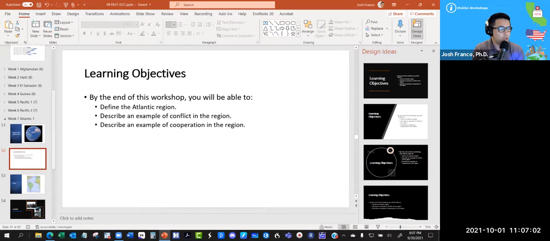Our learning objectives with this workshop are the following. First is to define the Atlantic region. Secondly is to describe an example of conflict in the region. And then lastly is to describe an example of cooperation in the region.